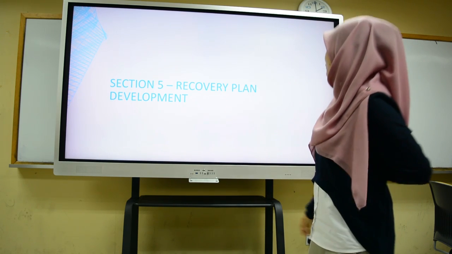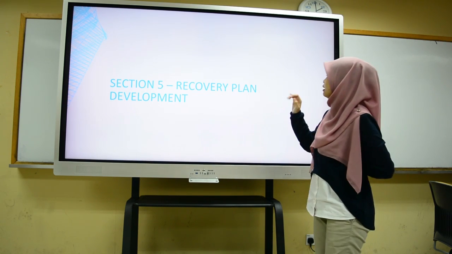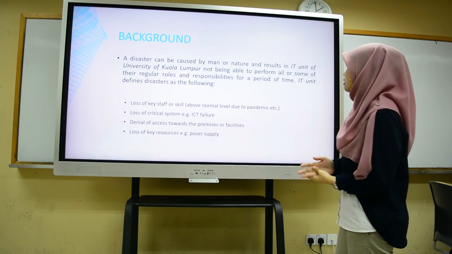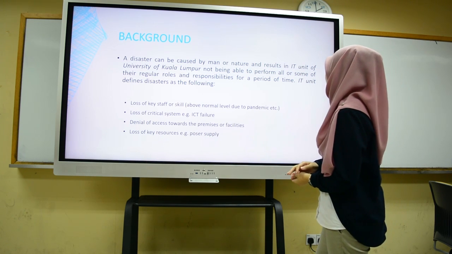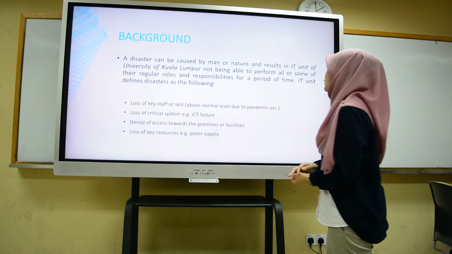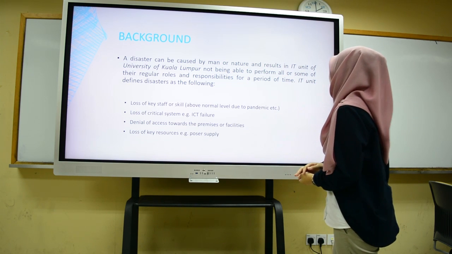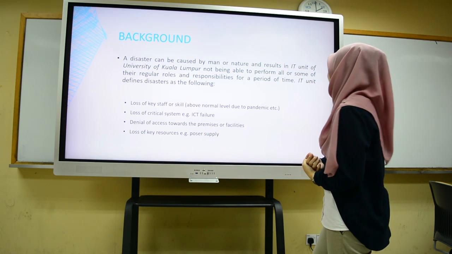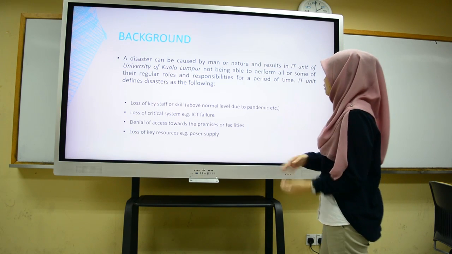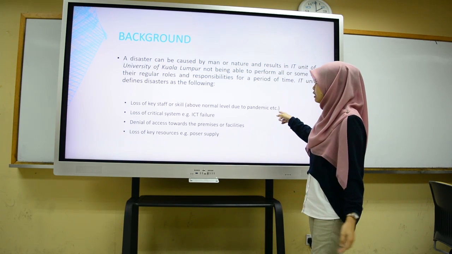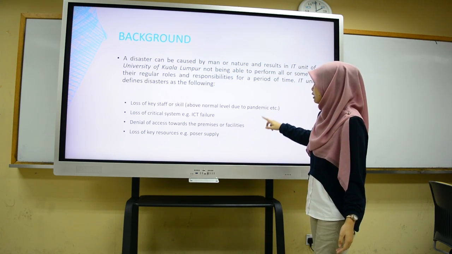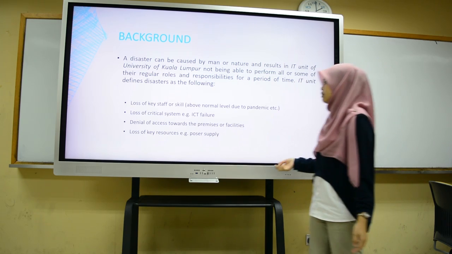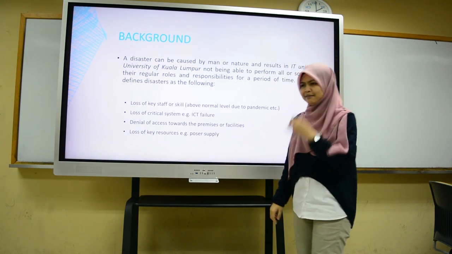Okay, next I will present section 5, which is the recovery plan development. Okay, the background. A disaster can be caused by man or nature and result in the IT unit of University of Kuala Lumpur not being able to perform all or some of their regular roles and responsibilities for a period of time. The IT unit defines disaster as the following: loss of key staff or skill, loss of critical system, denial of access toward the premises or facilities, and loss of key resource, such as the power supply.